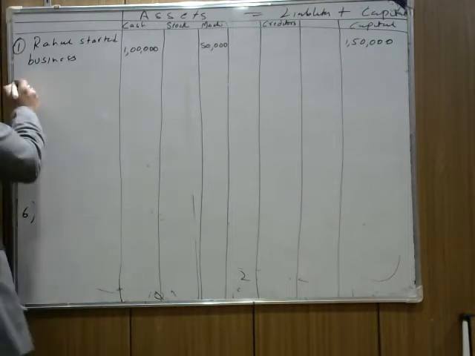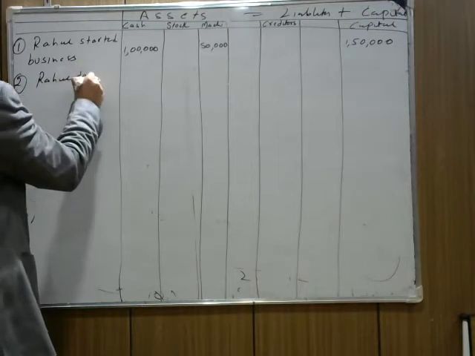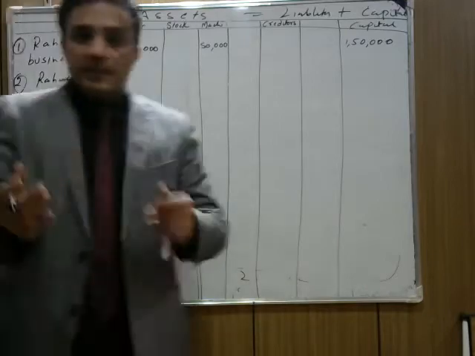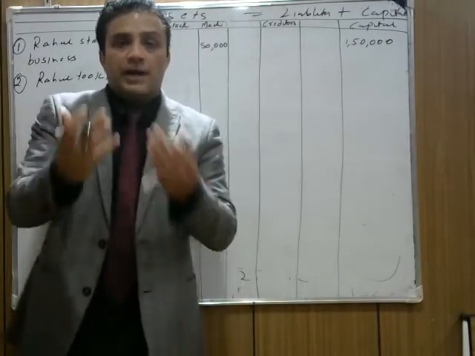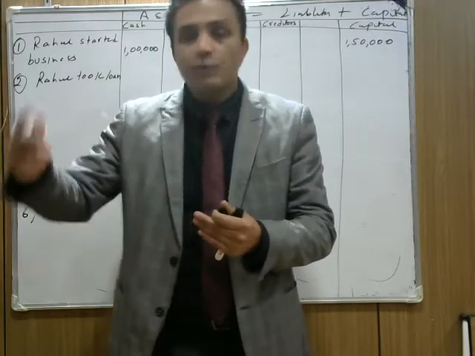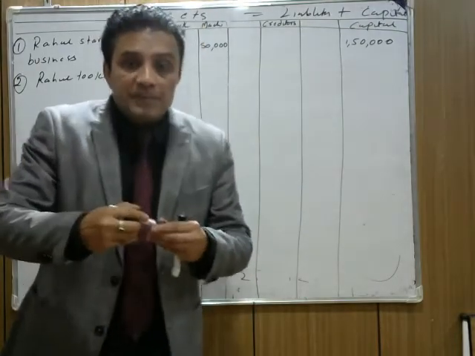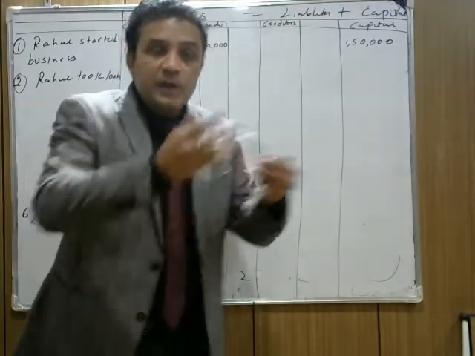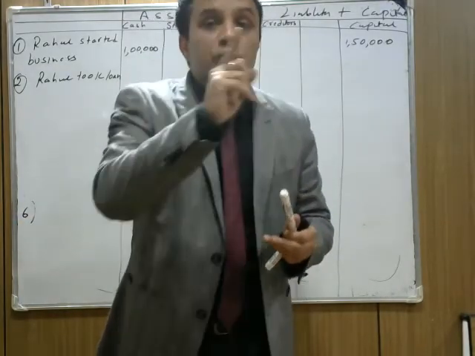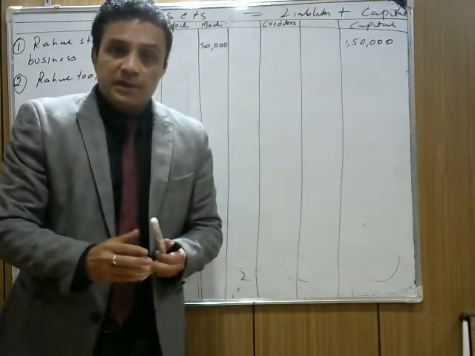Now the next transaction, an important one. Rahul took a loan from his friend. Now when he took a loan from his friend, simple. You took a loan. You are Rahul. You took a loan from your friend, that's Anil. So cash increases because you took a loan. You put money into the business. You took a loan for the business. So your cash increases, but your liability also increases because you took a loan and that loan you have to repay back. Is it clear now?